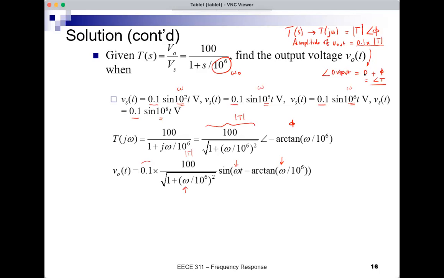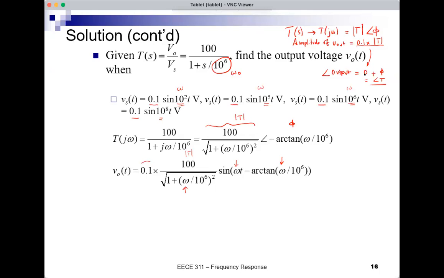So what will be the output? It will be the amplitude of the input, 0.1, times the magnitude of T at very low frequencies, 100. So 0.1 times 100, 10 sine omega T, where omega is 100, plus phi. The phase angle of the output will be the phase angle of T in this case, because the input has no phase angle. And for very low frequencies, the phase angle of T would be 0. So if I plug in the numbers in the last equation we have, we should get something very, very close to 10 sine omega T.